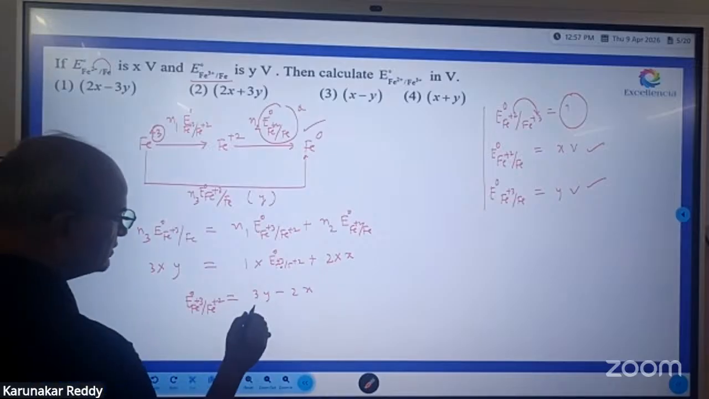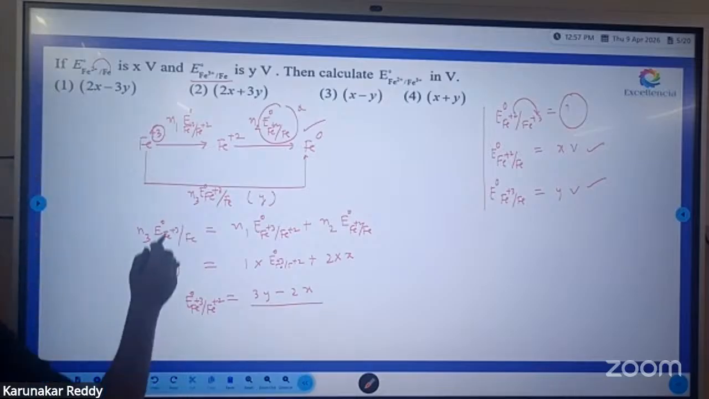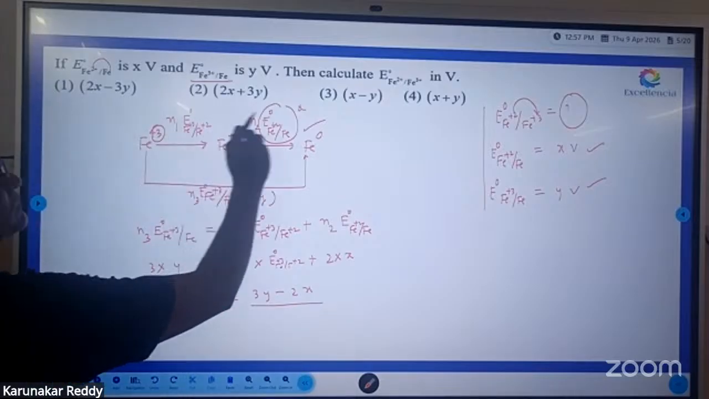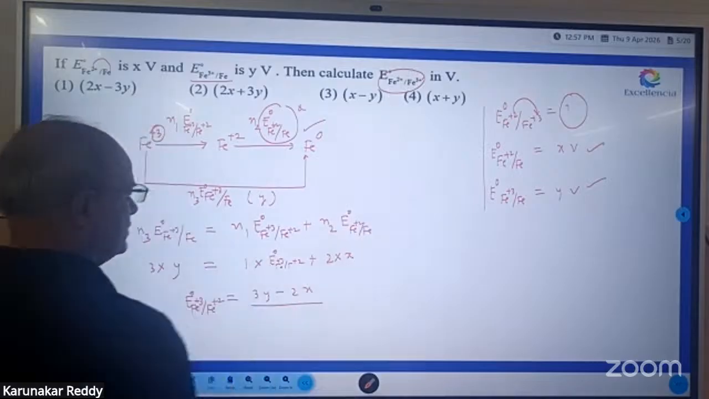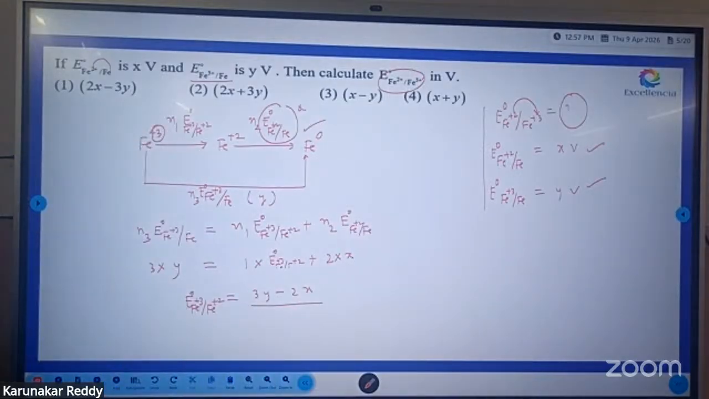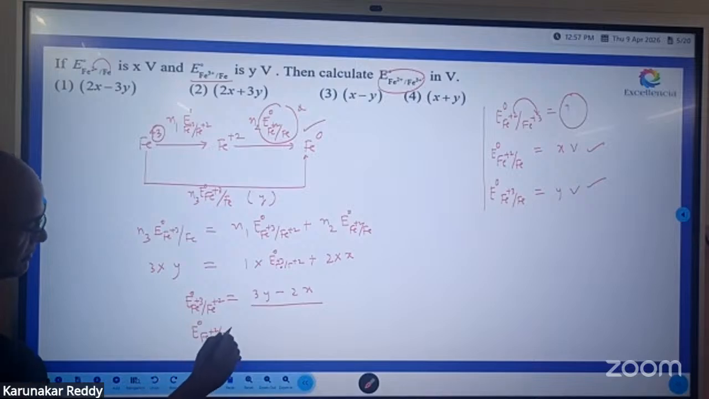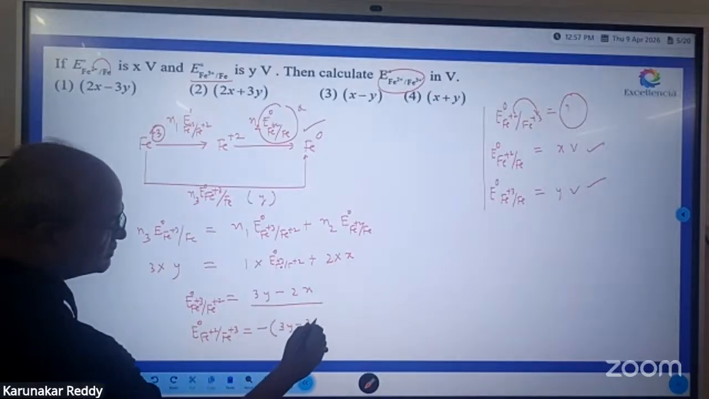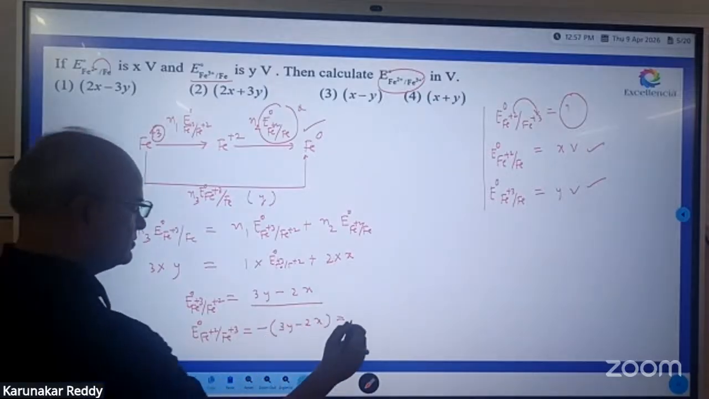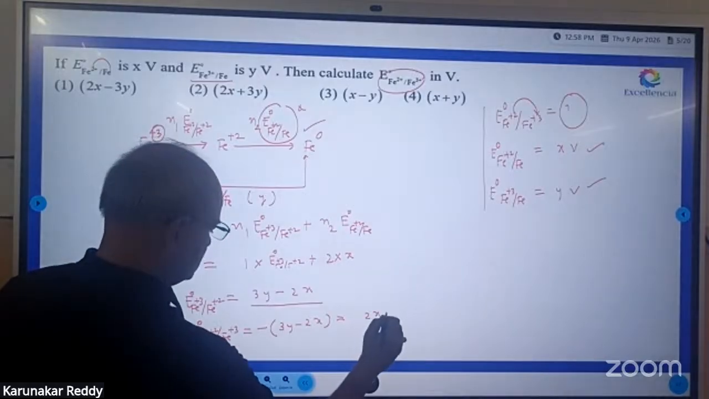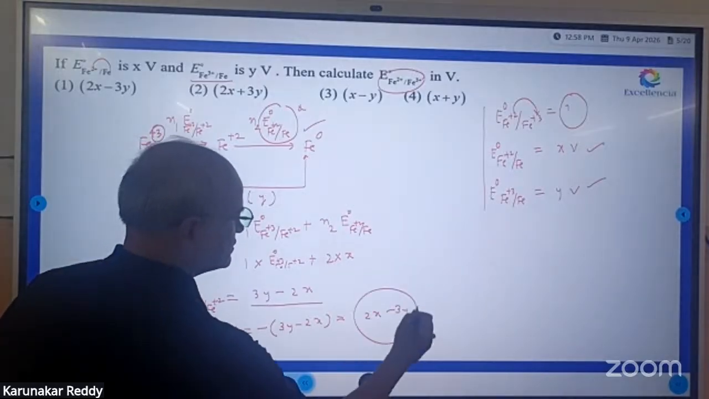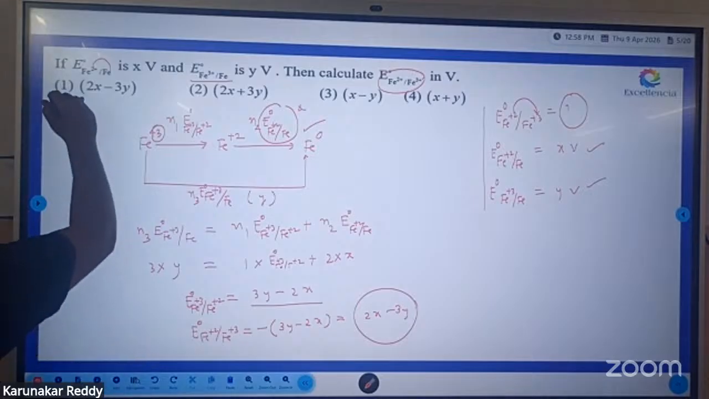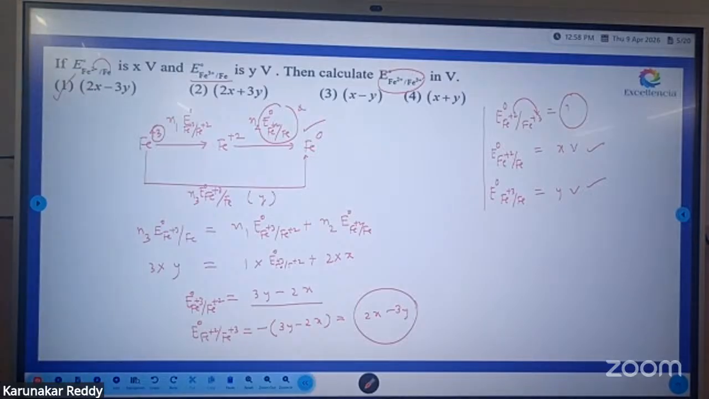So 3Y minus 2X is not the answer, because they asked for Fe plus 2 to plus 3, the oxidation potential. We got a reduction potential here. To convert that to Fe plus 2 to Fe plus 3, I'm just writing minus of 3Y minus 2X, which is equal to 2X minus 3Y. That is our answer. They gave us 2X minus 3Y as an answer. Isn't it?